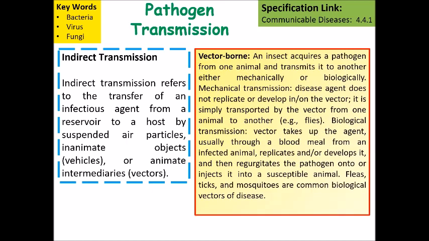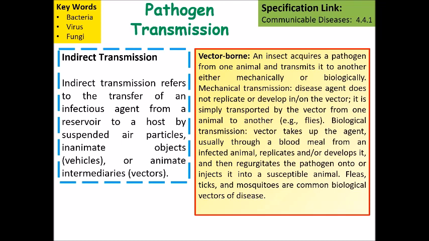Vector-borne methods of transmission. This is where an insect acquires a pathogen from one animal and transmits it to another, either mechanically or biologically. Mechanical transmission is where the disease agent does not replicate or develop in the vector. It is simply transported by the vector from one animal to another. Biological transmission involves the vector taking up the agent, usually through a blood meal from an infected animal, and the pathogen replicates or develops inside of the vector before it is passed on.